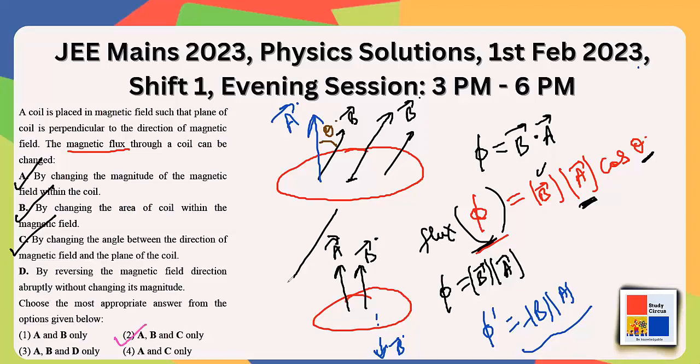Because for D, yes, the flux is changing, it is becoming negative, but magnitude wise it is going to be the same, and flux is a scalar quantity. The most appropriate answer that we can give here is option number 2. So this will be our answer here, option number 2 for the question.